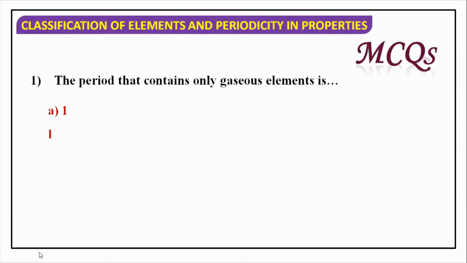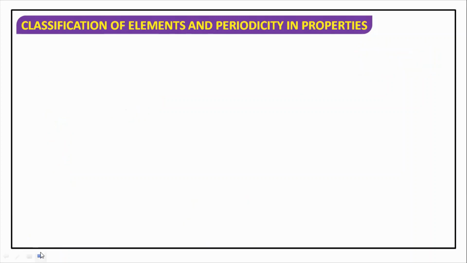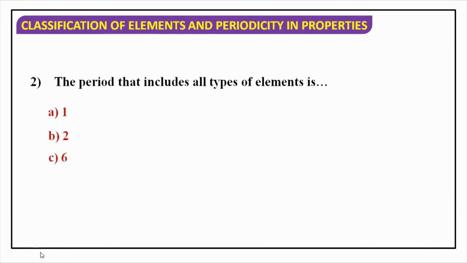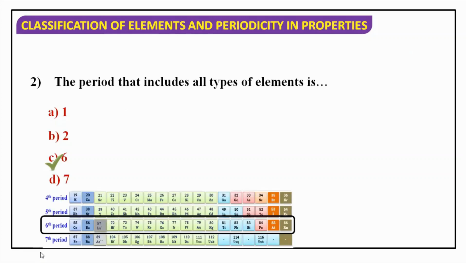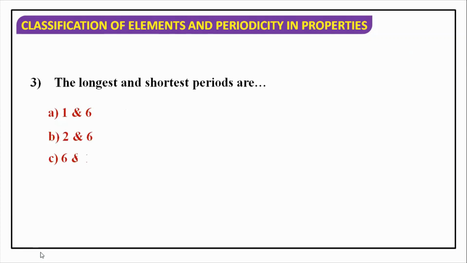Now, the period that contains only gaseous elements. In which period are there only gaseous elements? The answer is the first, because the first period contains hydrogen and helium, hydrogen gas and helium gas, so these are all gaseous. The period that includes all types of elements is the sixth period. It has metals and non-metals, so you will find everything in the sixth. The longest period is the sixth and the shortest is the first.